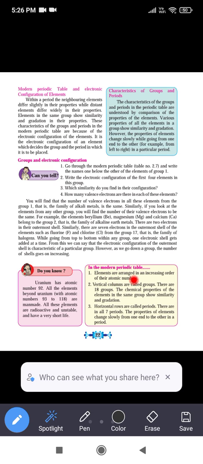In the modern periodic table, elements are arranged in increasing order of their atomic number. Vertical columns are called groups. There are 18 groups. The chemical properties of elements in the same group show similarity and gradation. Horizontal rows are called periods. There are 7 periods. The properties of elements change slowly from one end to the other in a period.